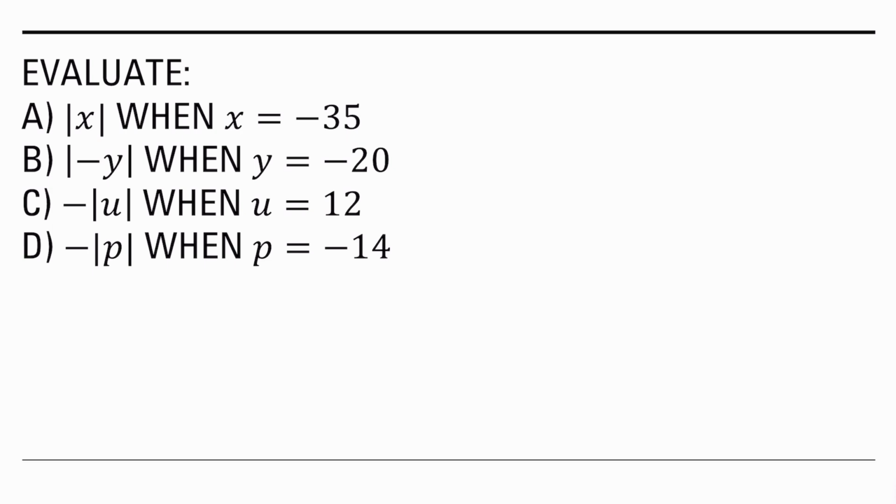So evaluate the absolute value of x when x equals negative 35. And so I would just write our absolute value symbol and then we substitute in. So we've got negative 35.